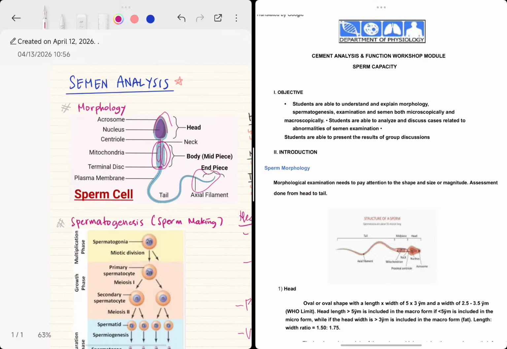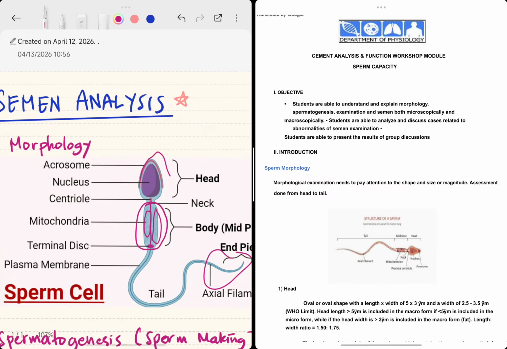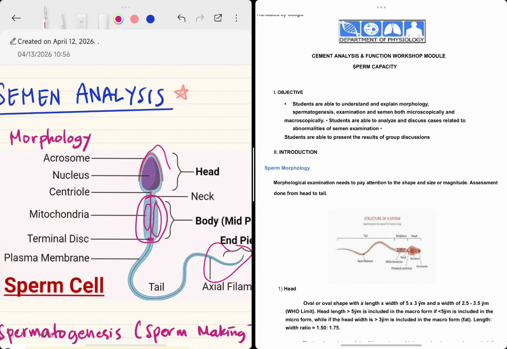We're going to learn about the morphology first, because you can see that the sperm cell has a unique shape and is different compared to other cells. Let's start with the head first. The head contains the acrosome and also the nucleus. The acrosome becomes the drill, like an enzyme drill, that will penetrate the ovum.